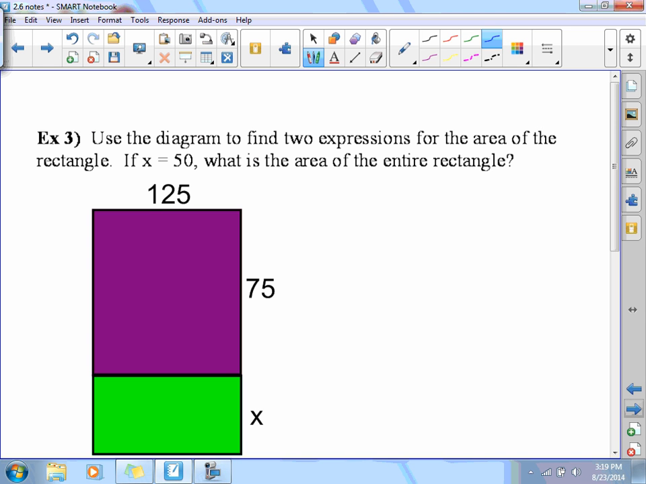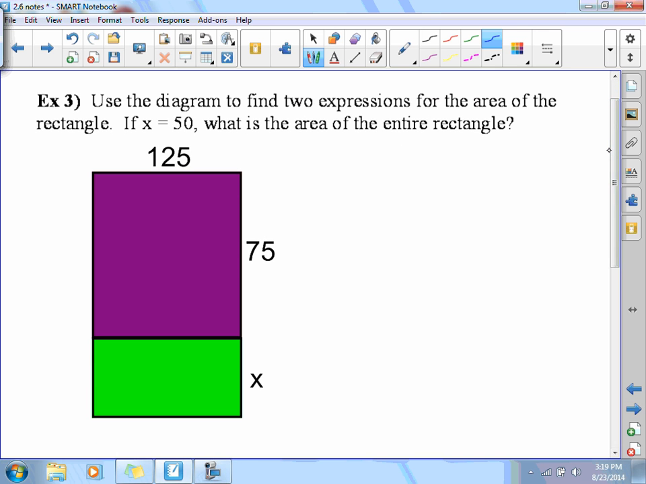Okay, I think number 3 is our last example here. It has a pretty little picture already drawn for us. And we want to use this diagram. So you're going to see some diagrams like this in your homework as well in your book. We're going to use this diagram to find 2 expressions for the area of the rectangle. So this is similar to what we did in example 1.